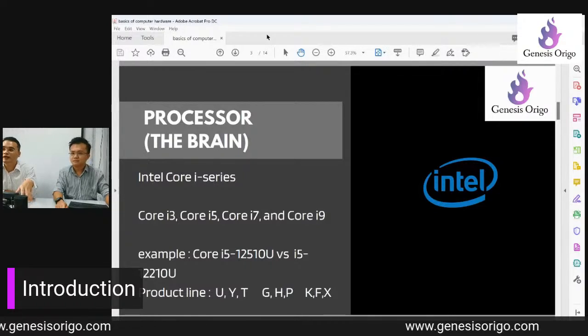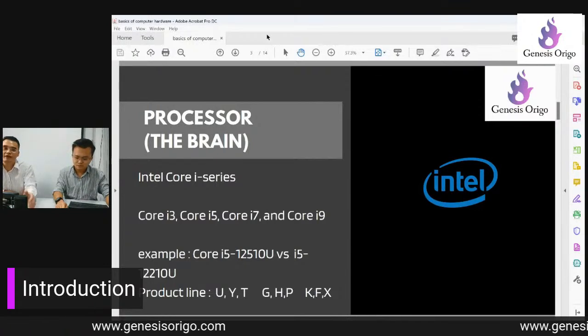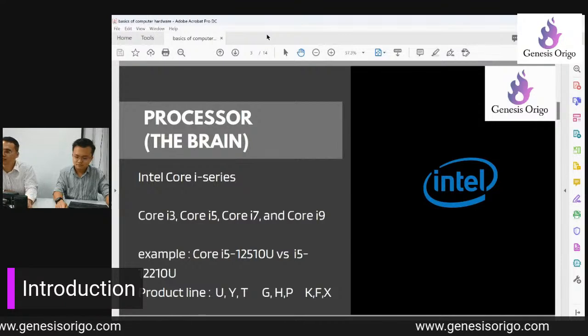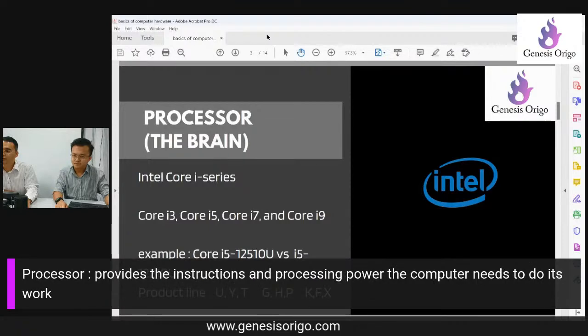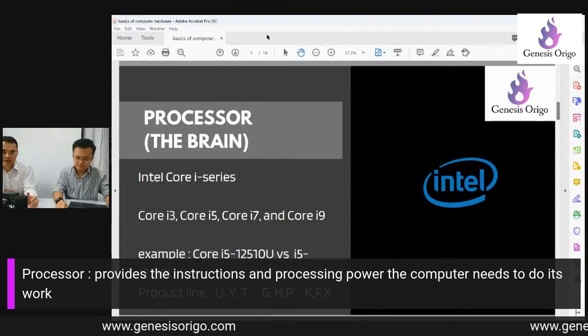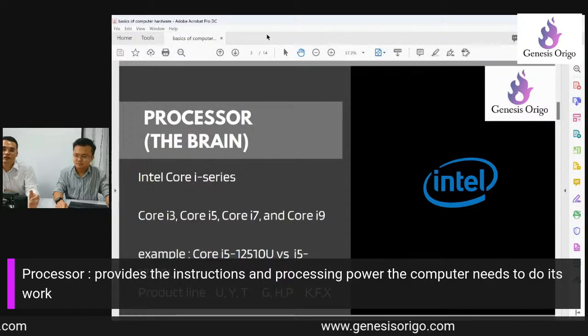Okay, so let's now go to the processor here. Now, processor means the brain, okay? The brain of the computer. It basically is a brain that gives instructions to the software, to the hardware, so that the computer can perform to the intended usage.